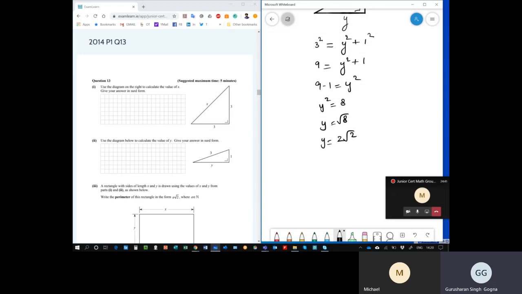Now, the calculator is allowed in your exam anyway, isn't it? So you don't need to worry about it. You just put it in the calculator and get the answer.